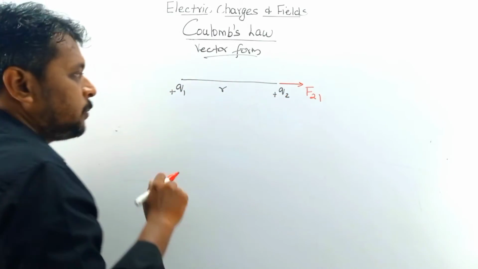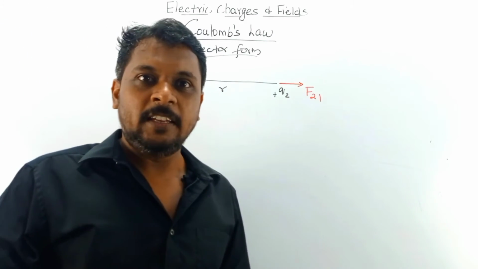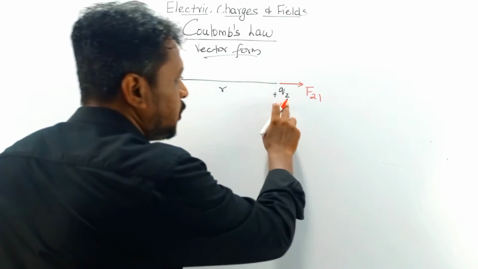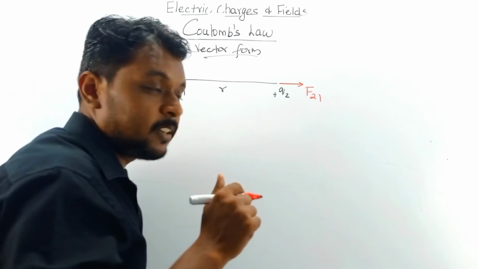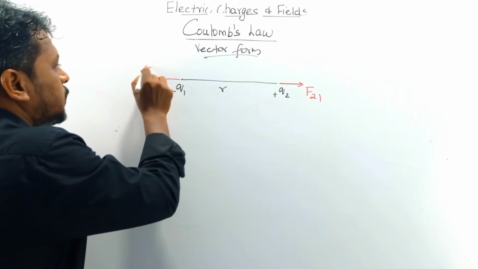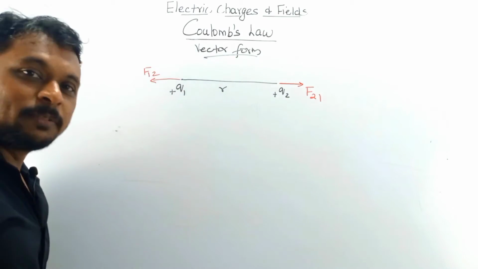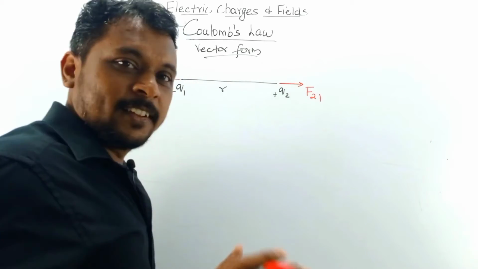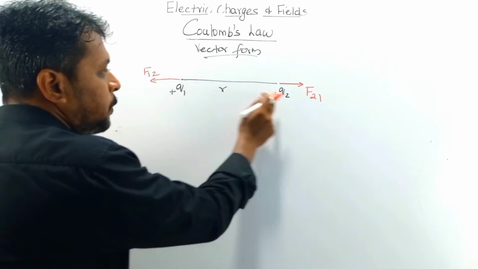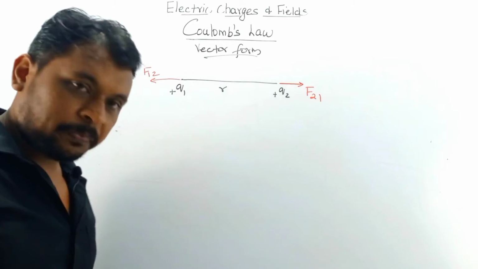Okay, so F21. Similarly, after getting hit by Q1, now Q2 gets angry. You hit me, so I am the angry person. Q2 will also hit Q1. In which direction? See, this is the direction. So this is the force acting on 1 by 2. Imagine that both charges are fighting. So this is the force acting on 1 by 2, and this is the force acting on 2 by 1. These are the directions.